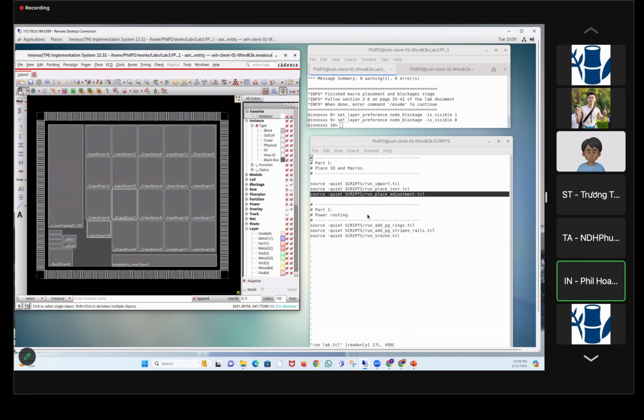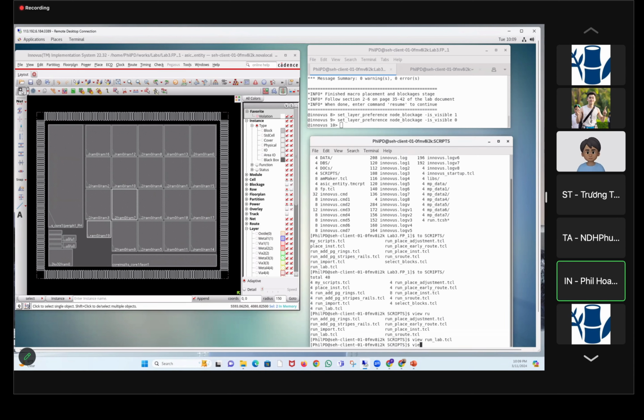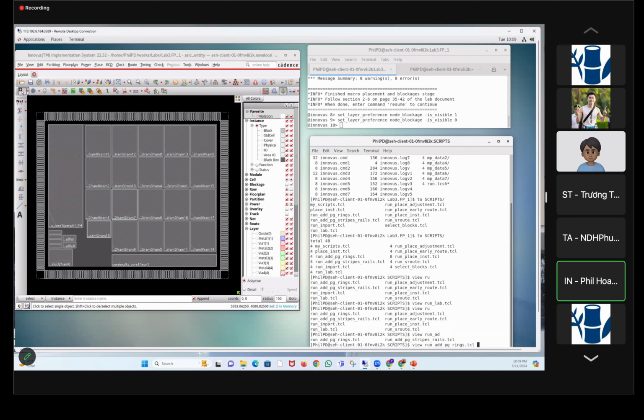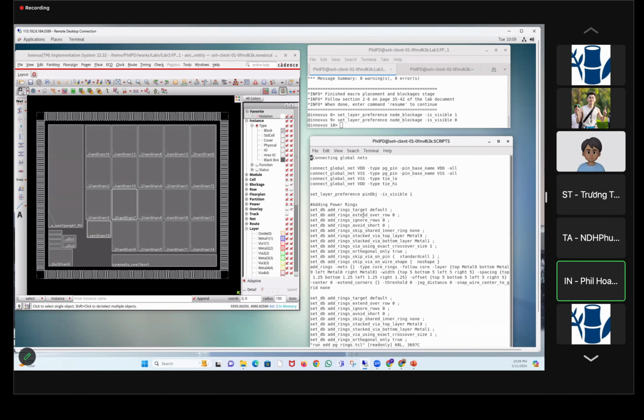So everything is there. Now you're going to add a power ring, right? You can tell I'm not as fancy in terms of getting all these files. But you see in here, connect power net, right? Connect global net VDD, type PG pin, type high and low, right?